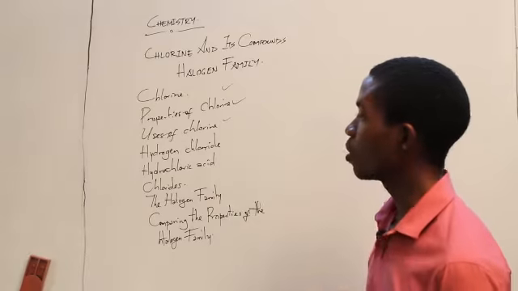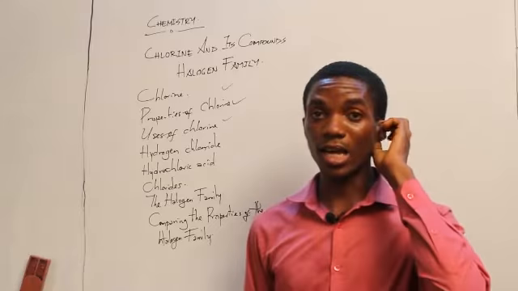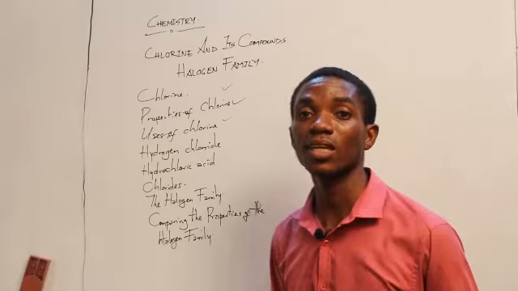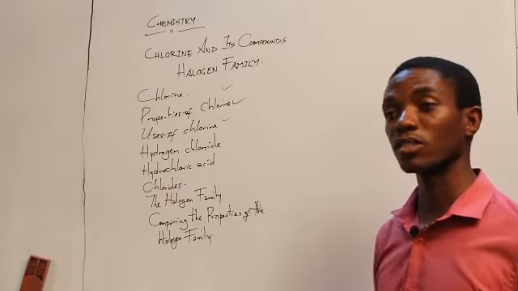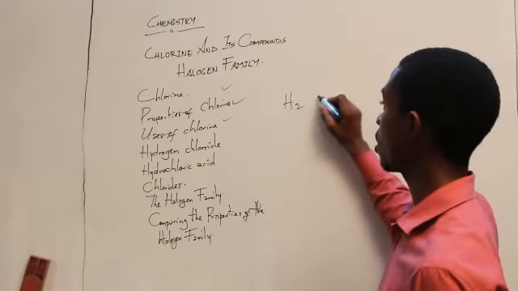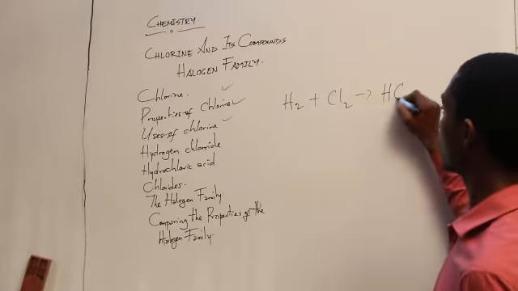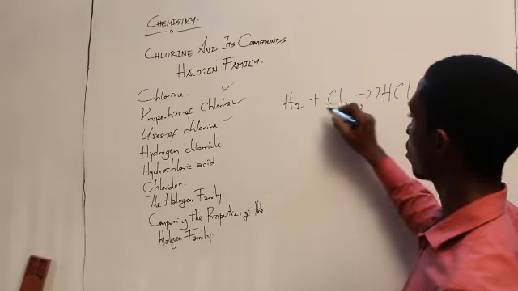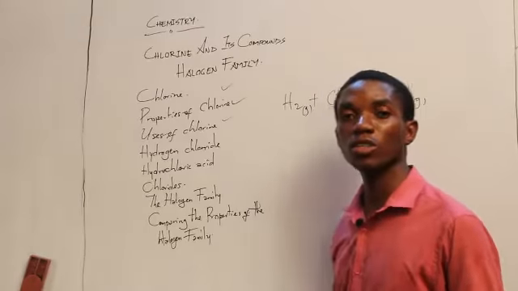One of the major products of chlorine gas is hydrochloric acid. The hydrogen chloride gas can be prepared directly by simply mixing hydrogen with chlorine gas, and you have your hydrogen chloride gas. All of them are gases. So this is how we produce the hydrogen chloride gas industrially.